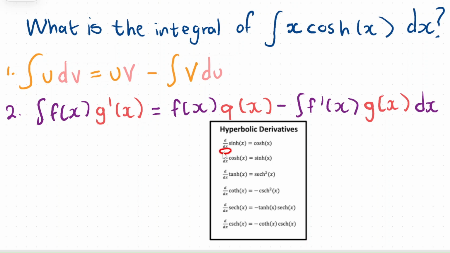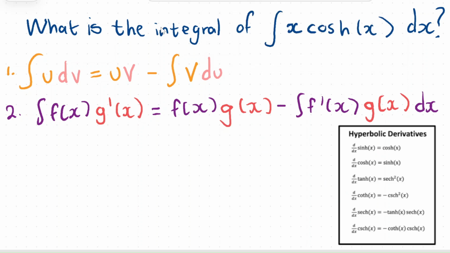So if we differentiate sinh of x to get cosh of x, then that means that the integral of cosh of x would be equal to sinh of x. So if you differentiate something to get another answer, then we can integrate this answer to then get that. And that's going to be very useful whenever you integrate. So let's get started.